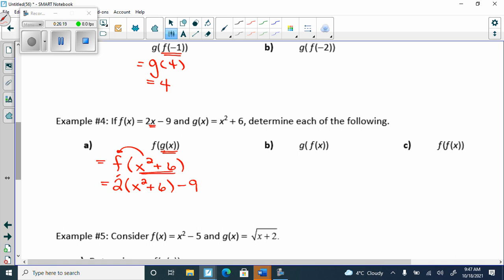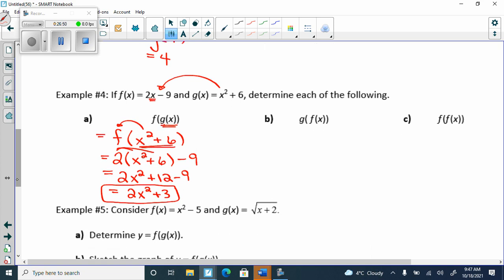And then you keep going. So you get 2x squared plus 12 minus 9. And we get 2x squared plus 3. Done. What did I get now? That is the function for f of g of x. That is the graph. It's a quadratic. So if I input g into f, I get a quadratic. It is 2x squared plus 3. It's lovely. You can get a domain and range from that. Okay?